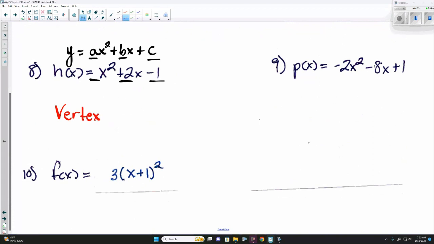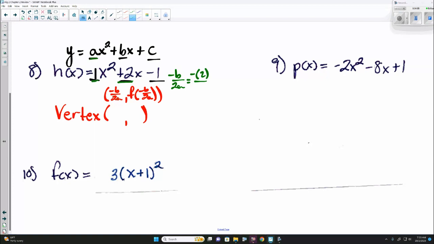And again, if we reference back to our forms for standard form, the vertex is the point negative b over 2a comma f of negative b over 2a. So the first thing we need to evaluate for this here is negative b over 2a. And looking at this here, the value of b is 2.